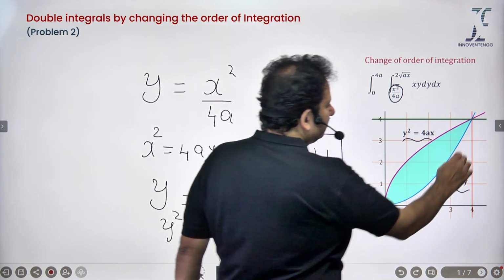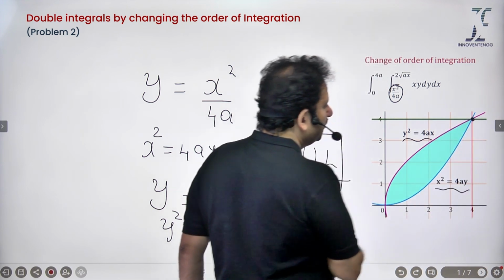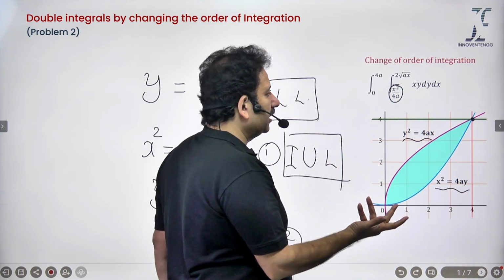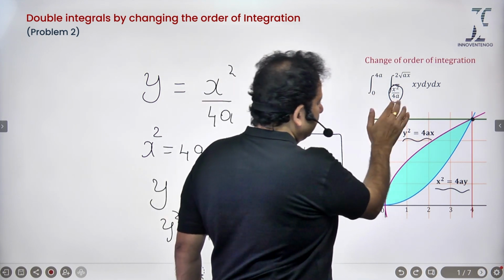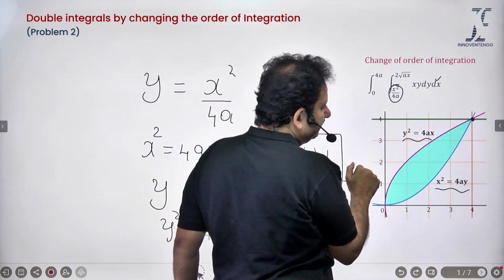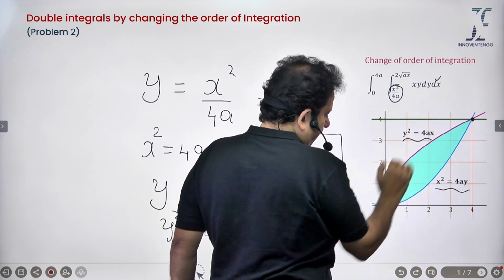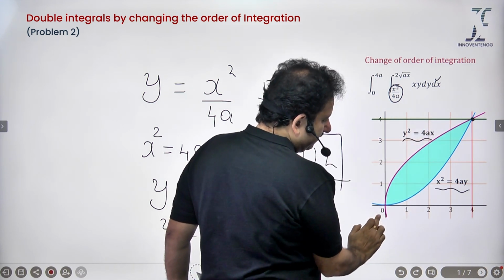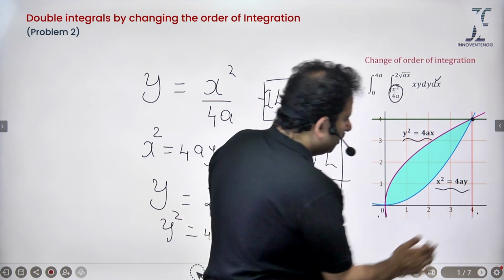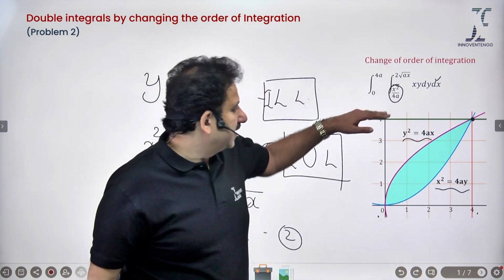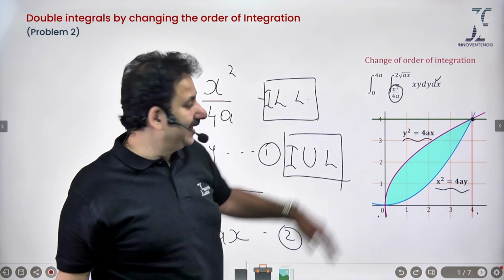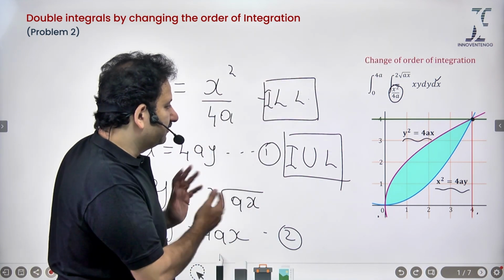That means this point of intersection has to be (4a, 4a), because you are traveling horizontally next, because the next order of integration is with respect to x. So you are traveling horizontally from 0. This is one extreme point and this is another extreme point. So it is the x coordinate of these two extreme points that go to form this limit. Clear?